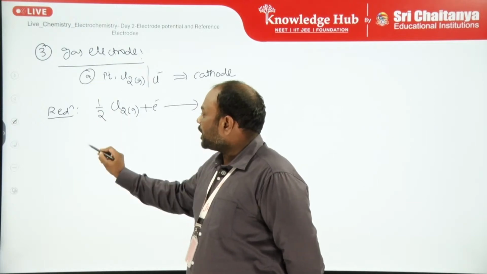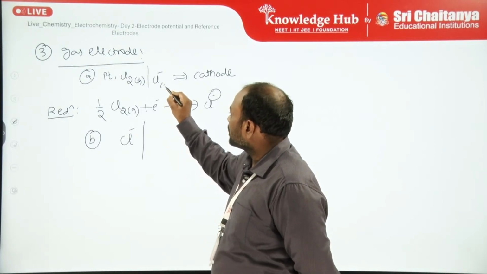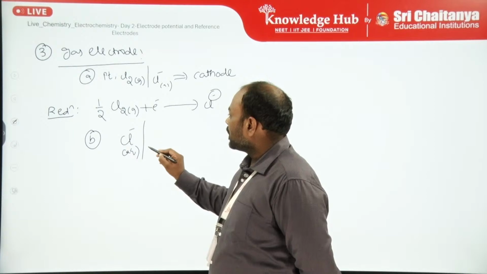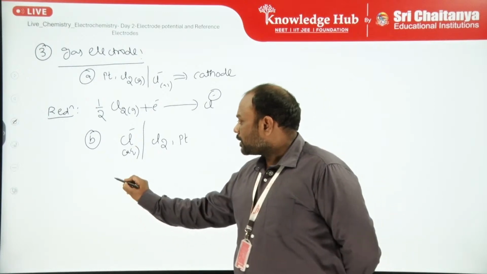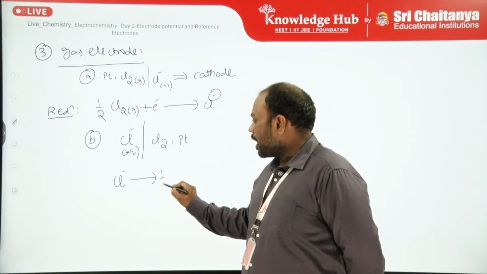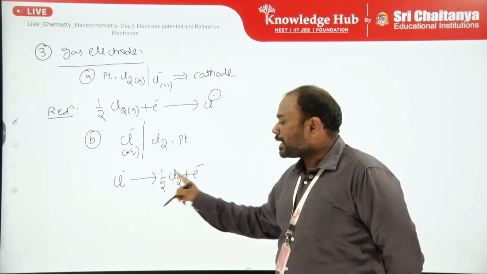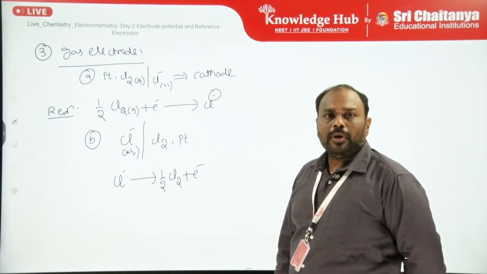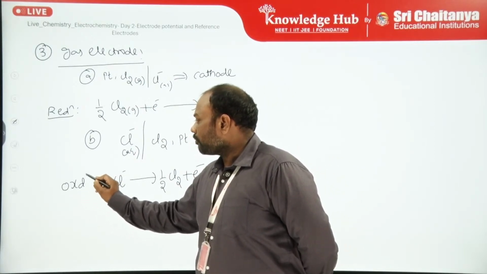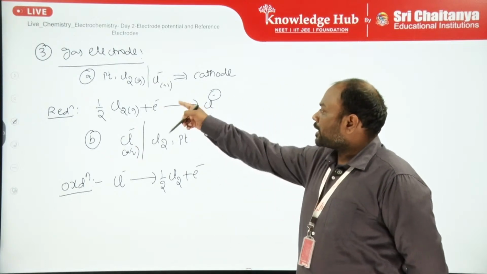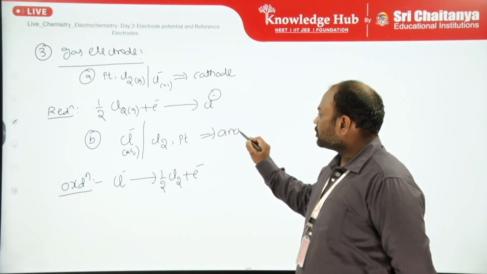Simultaneously this is also written as Cl minus aqueous converted to Cl2 in presence of platinum. So what happened here? Cl minus is converted to half mole of Cl2 plus electron. So here what you observed, losing of electron. Losing of electron is nothing but oxidation. It is an oxidation reaction. So this is the reduction reaction, this is the oxidation. Oxidation reaction takes place at anode.